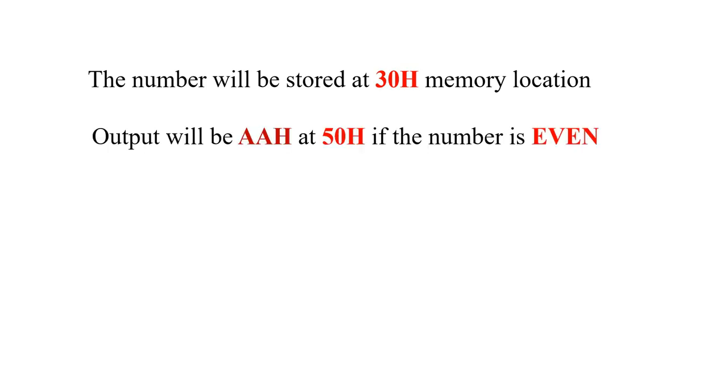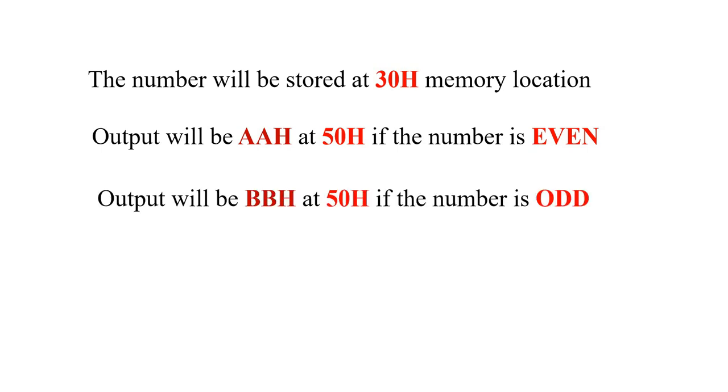That number will be stored in 30H memory location, and the output will be AAH if the given number is even, and it will be stored at 50H, and the output will be BBH if the given number is odd, and that will also be stored at 50H.